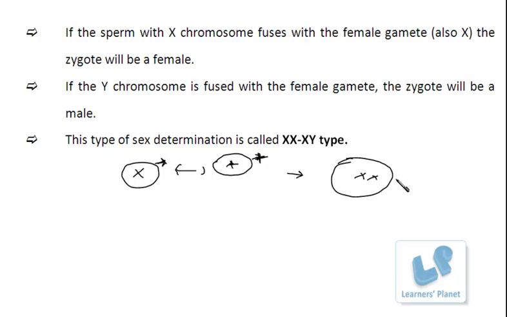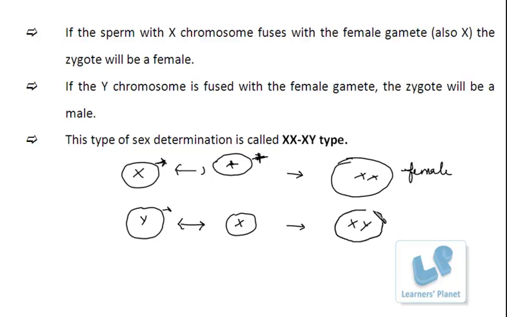Now what do these two X chromosomes denote? That the individual is going to be a female. Got my point? Further, if the sperm has the Y chromosome and this cell fuses with the X type of gamete in the female, then the new zygote produced will have both X and Y chromosomes. In which organism is this XY chromosome present? It is present in the male.